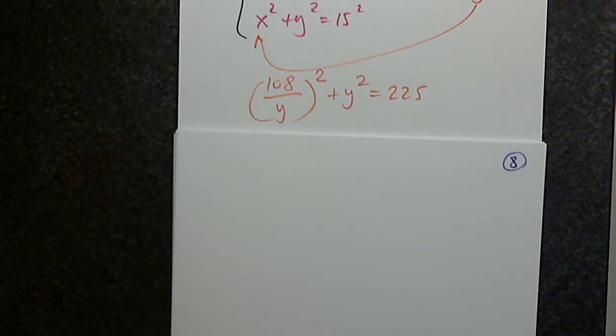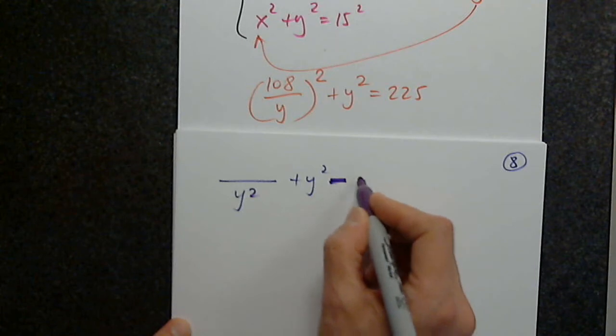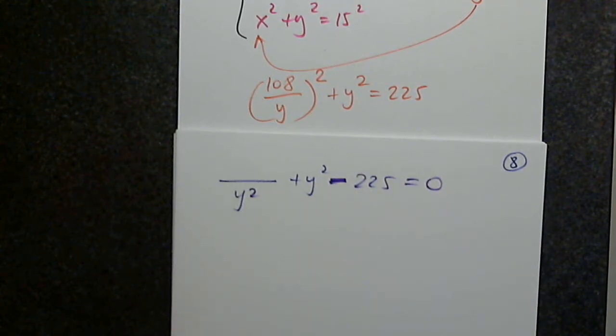Square the 108. Very good. So what do I get when I square? Well, I have an idea. So 108, 11664. Okay, very good. As you've already noticed, I moved 225 to the other side. What type of equation is this now? Quadratic. Say it again. Quadratic. It has a variable in the denominator. So it's rational. It is rational. Very good.